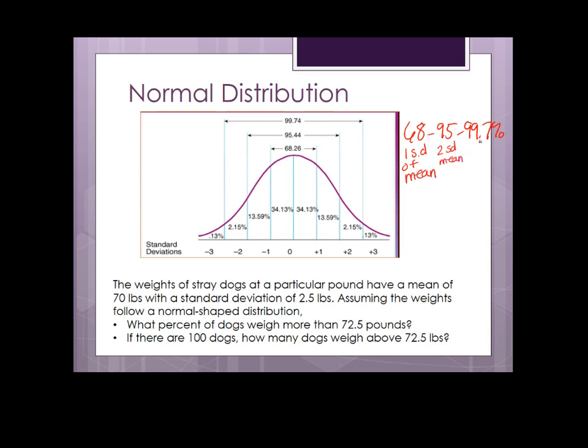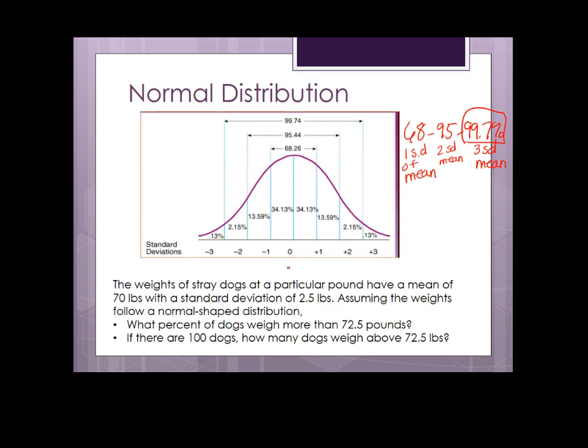And then about 99.7% of the data falls within 3 standard deviations of the mean. So almost all of the data that you have should fall within 3 standard deviations of the mean. So only outliers would be outside of that, right? Like 0.3% of the data.